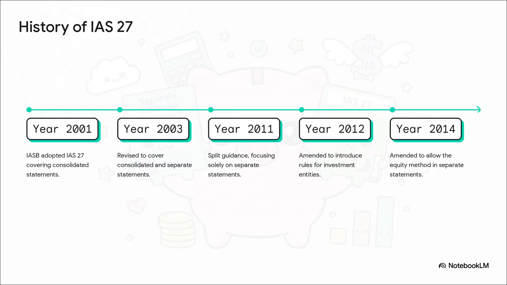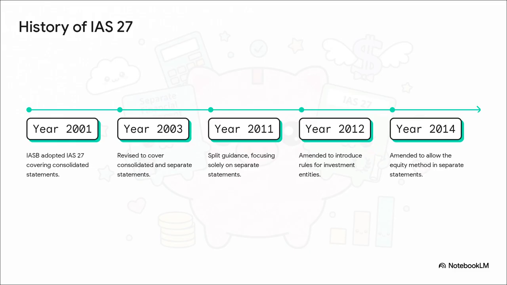Now, over the years, IAS 27 has actually seen some pretty major refinements. Back in 2001, it started out as a much broader standard that covered both consolidated statements and investments in subsidiaries. Then in 2003, it was revised to cover consolidated and separate statements under one single roof. But the real game changer hit in 2011. That's when the board split the guidance. They moved the consolidation rules completely over to IFRS 10, dedicating IAS 27 entirely to just separate financial statements.